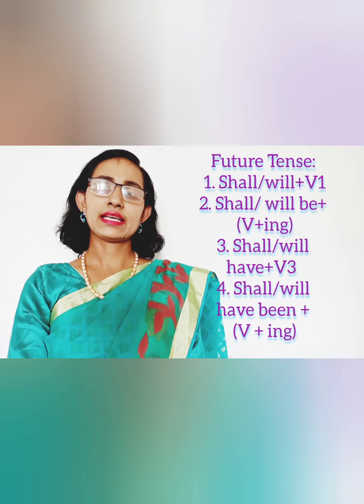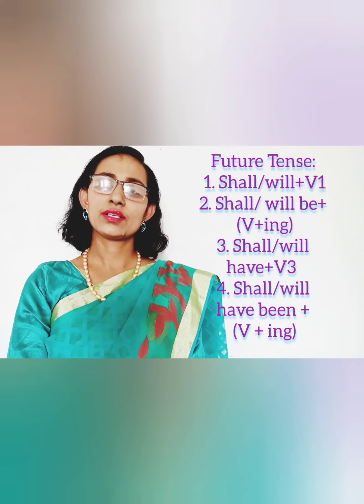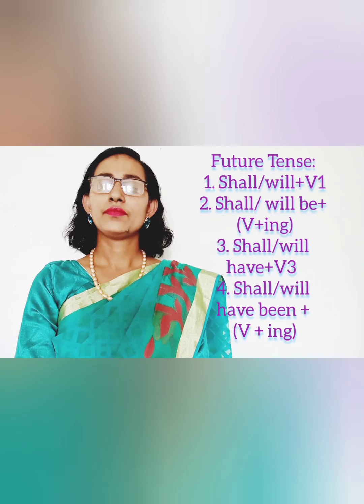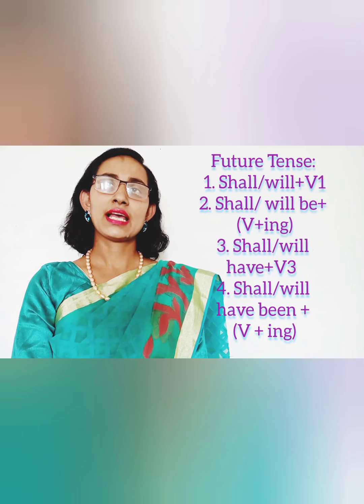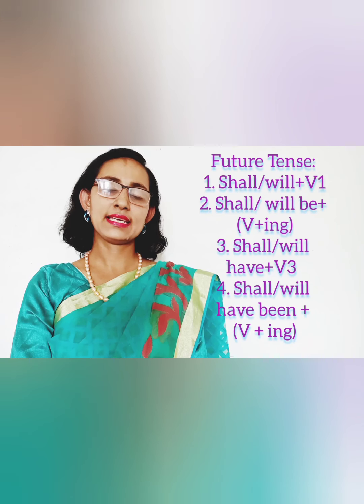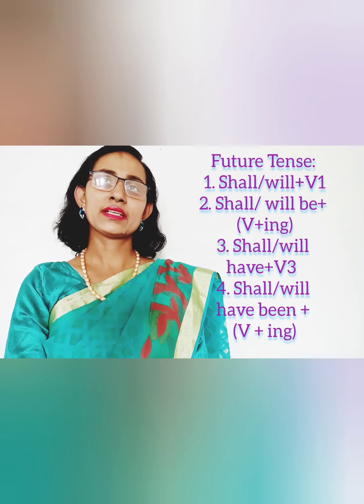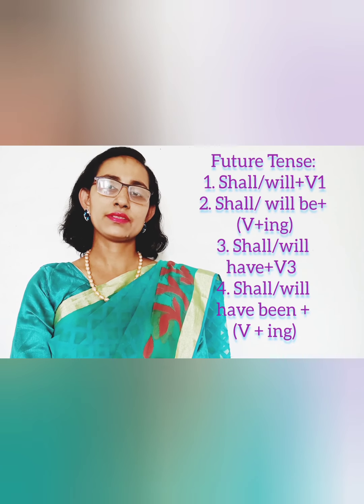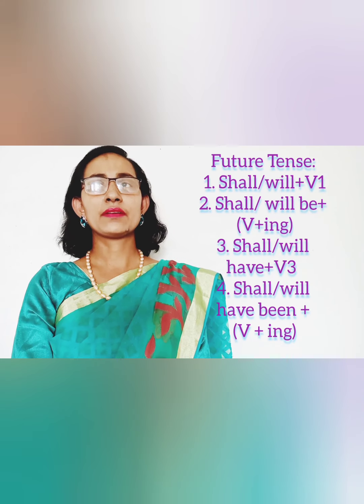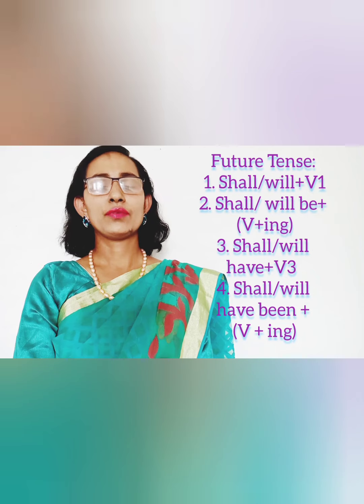For future indefinite tense we use will or shall plus V1. For future continuous tense, shall be or will be plus V1 plus ing. For future perfect, shall have or will have plus V3. And for future perfect continuous tense, shall have been or will have been plus V1 plus ing.